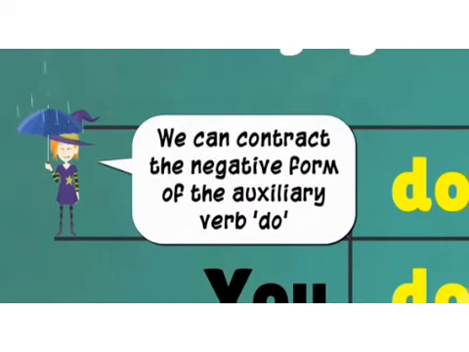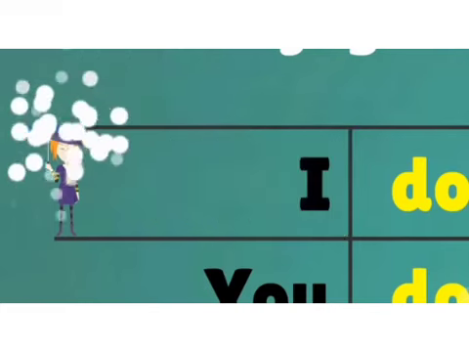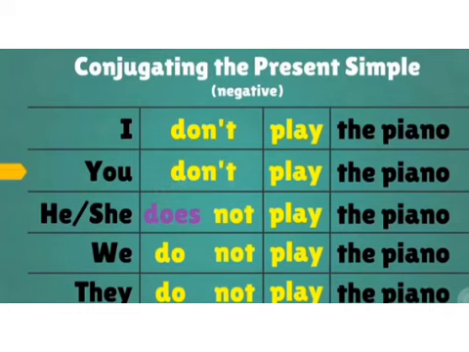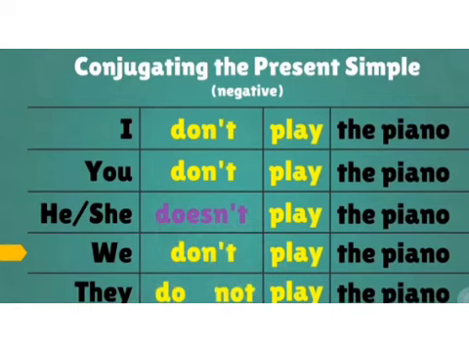We can contract the negative form of the auxiliary verb too. Let me show the example for you. I do not will contract itself to form don't. Come on, children, next is your turn. Contract the words do plus not. Yes, you are right. You don't play the piano. For the third one, he doesn't play the piano. Instead of does not, we can contract doesn't. We do not, what will come? Yes, don't. We don't play the piano. And finally, they do not. Yes, you're right. They don't play the piano.